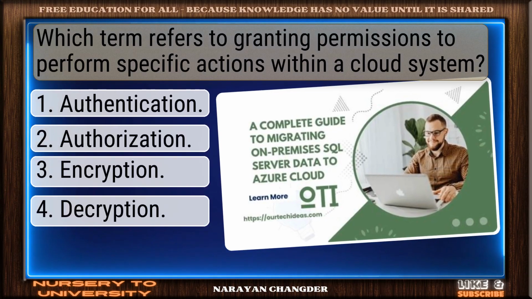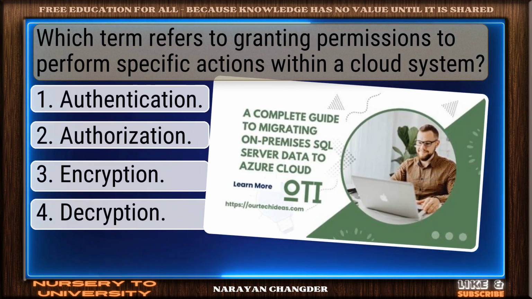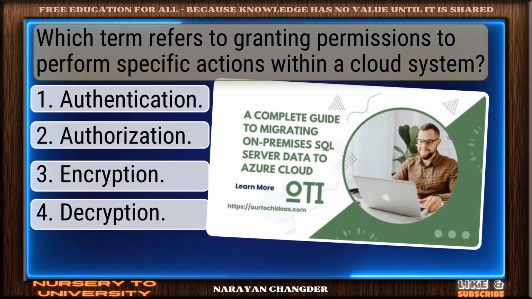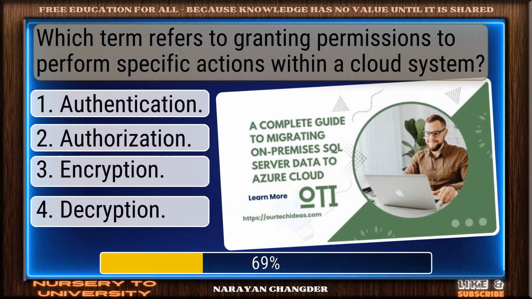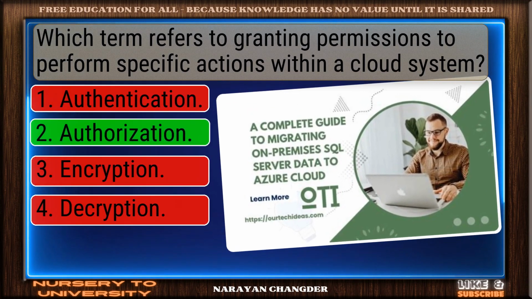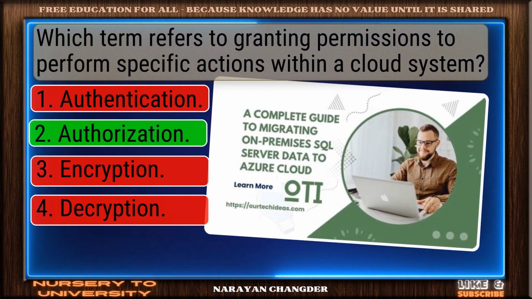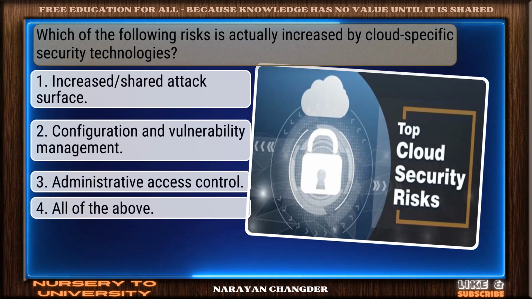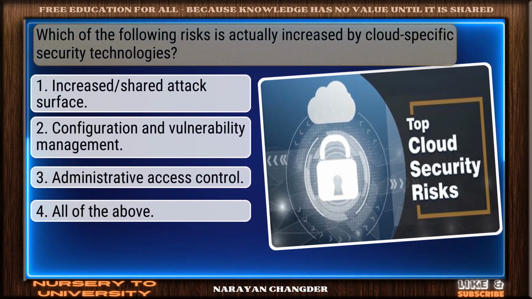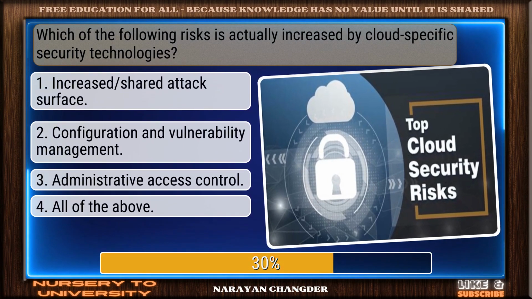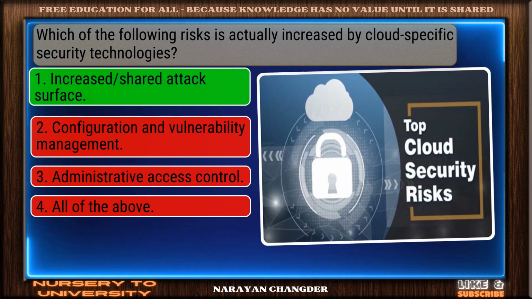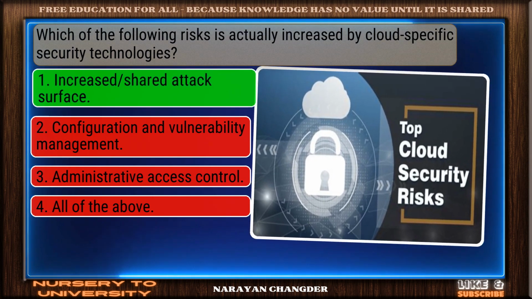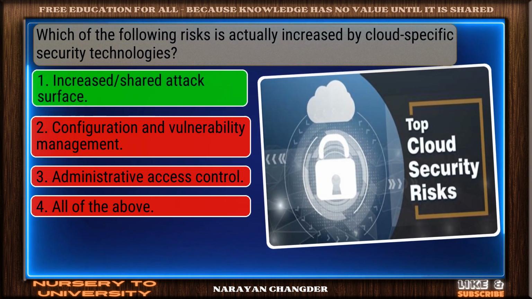Question number 32. Which term refers to granting permissions to perform specific actions within a cloud system? Smart pick. Authorization is the correct choice. Question number 33. Which of the following risks is actually increased by cloud-specific security technologies? Right choice. Increased shared attack surface is the best answer.